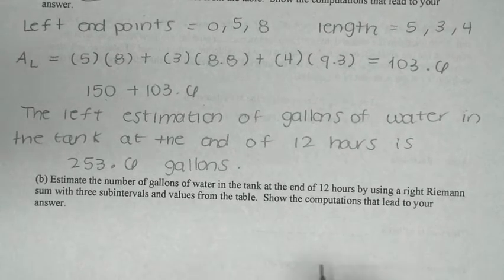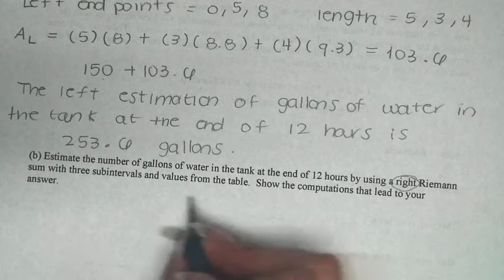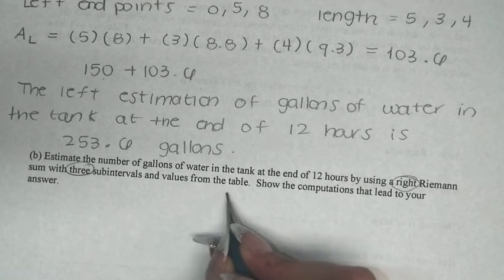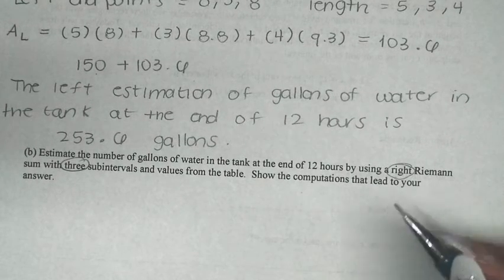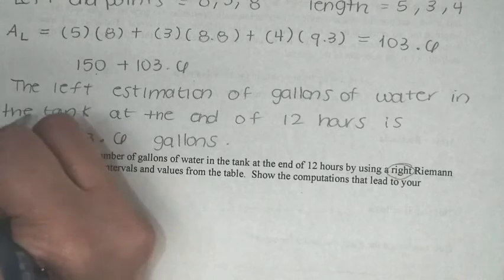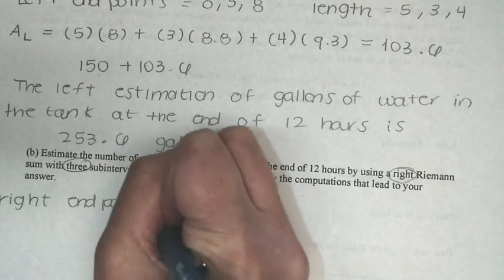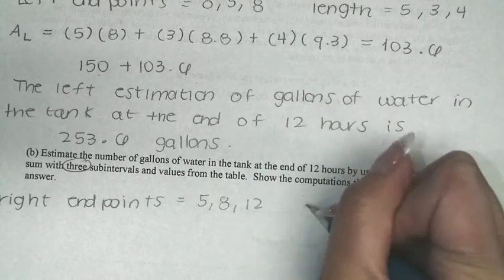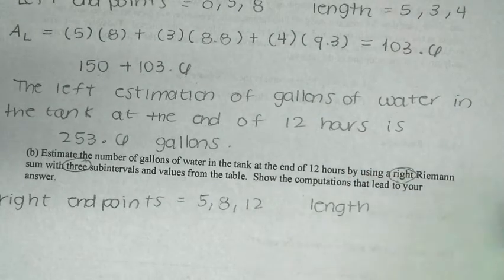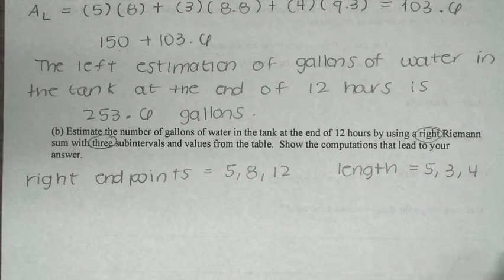Similarly, for part B, what we want is to estimate the number of gallons of water in the tank at the end of the 12 hours by using the right Riemann sum, and then we have 3 subintervals and the values from the table. Again, the difference between the right and the left one is just the right endpoints. As you know, the right endpoints, instead of being 0, 5, and 8, are going to be 5, 8, and 12. Now, the length of my subintervals is going to be 5, 3, 4, respectively. So that one is not going to change. The thing that changes is the right endpoints.